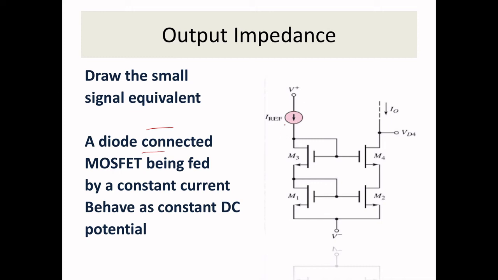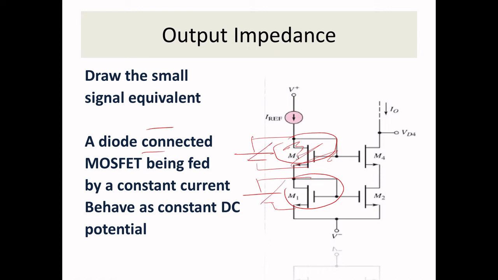Here, the first step is to draw the small signal equivalent circuit, considering this part as some constant DC voltage. I can put a battery like this, because it is a constant voltage only. When you draw the small signal circuit, you know that you want to remove all the DC supply, so I am removing all the DC supply.